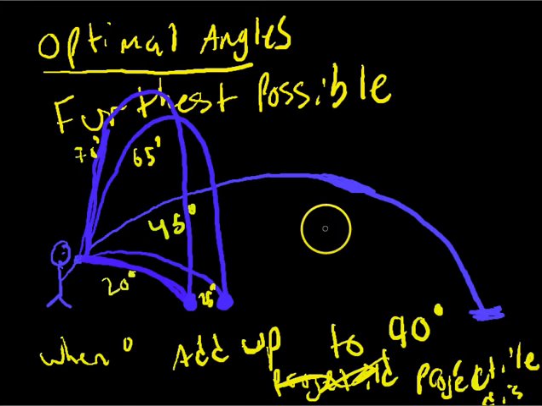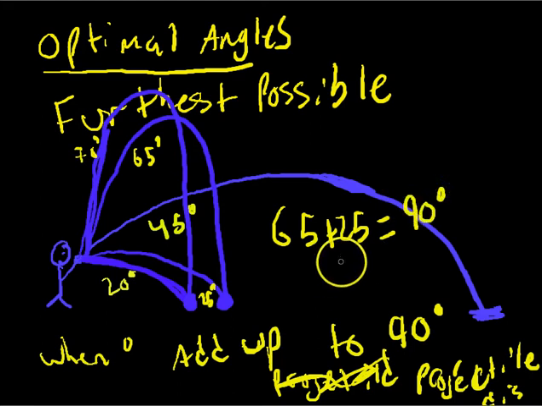I know that's really kind of confusing, but let's look at it. If I were to throw it at 65, it would land in the exact same spot as if I were to throw it at 25 degrees. And this equals, what do you know, 90 degrees. Same thing, if I were to throw it at 70 degrees, it would land at the exact same spot as if I were to throw it at 20 degrees. And that equals 90 degrees.